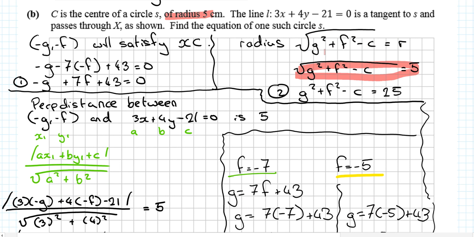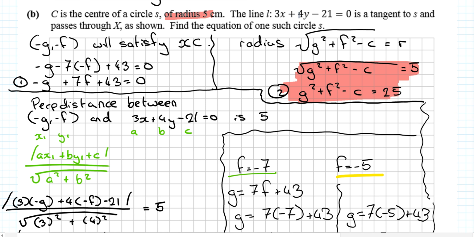Remember, this is our formula for radius: the square root of g squared plus f squared minus c is equal to the radius. So there we have one equation already with 3 unknowns. I've squared both sides, and I've got one equation already with 3 unknowns. I just need to find g, f, and c. What else do I know?